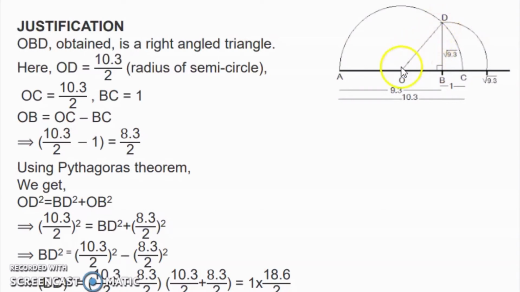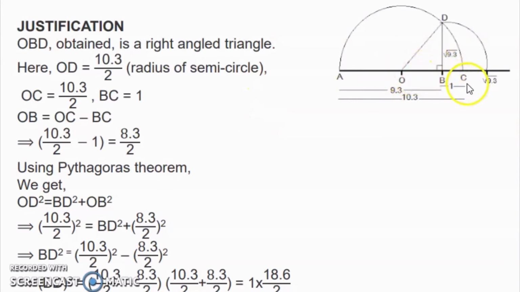Now here if we see the radius of the semicircle, it will be 10.3 by 2 because this entire length AC is 10.3 and half of AC is the radius of the semicircle. So the radius of the semicircle will be 10.3 by 2. BC is 1 centimeter we had taken. So what must be OB? Now we will calculate what OB is.